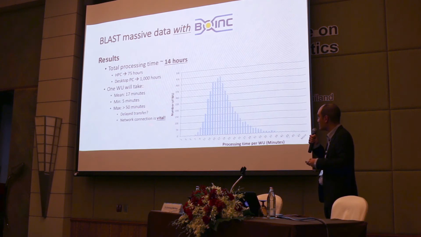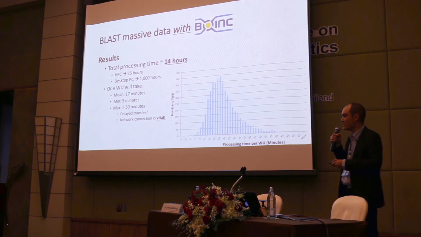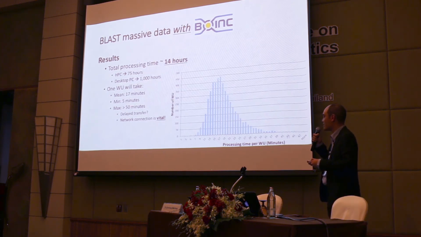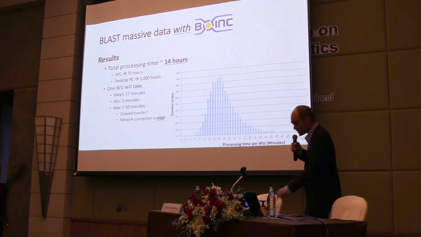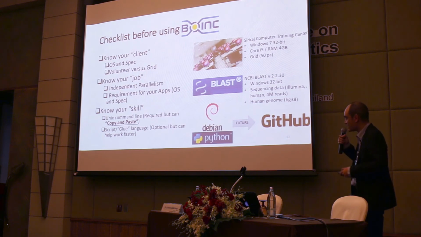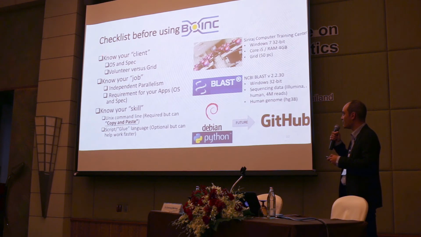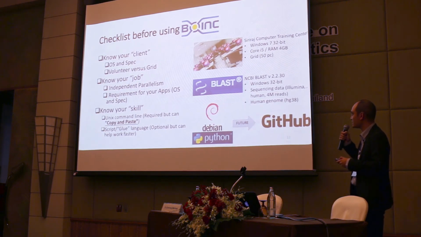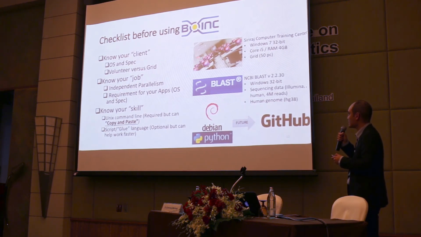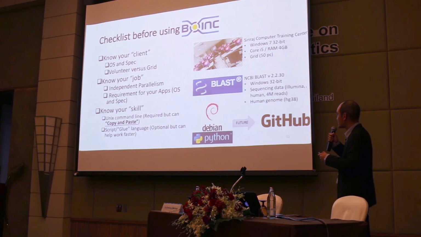So one essential thing if you want to use BOINC is that you need to have a good network connection that connects your client machine to your server, so that you have a good rate of data transfer. And before you set up your BOINC project, you will have this checklist. You have to know your client. You have to know what kind of operating system and specification your client has. And then you have to know whether it's going to be a volunteer system or a grid system. In our case, it's the grid system.